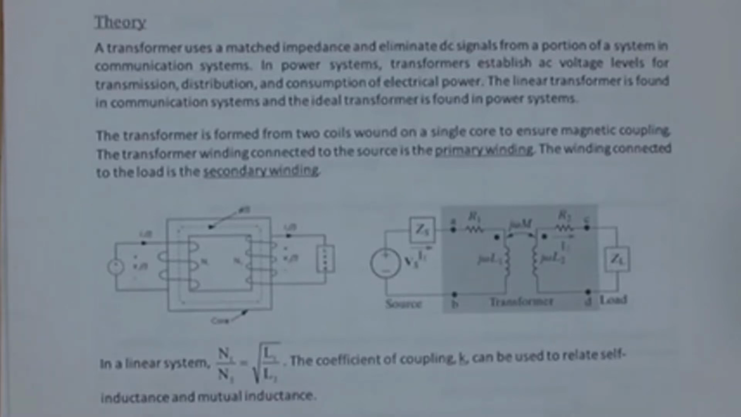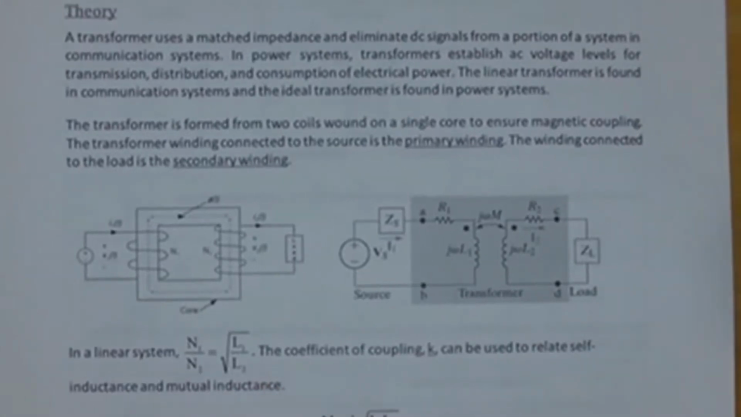So a transformer uses a matched impedance and eliminates DC signals from a portion of a system in communication systems. It's also used in power systems to establish a voltage level for transmission, distribution, and consumption of electrical power. The easiest way to think about a transformer is it steps up or steps down voltage. So outside of buildings and your home, there's always a step down transformer, right? From the power signal, it might be a higher voltage, and then for delivering it to your home, they step it down to the appropriate voltage, which is probably 120 volts AC, to come into your home. So that's what transformers do, they step up and step down power.